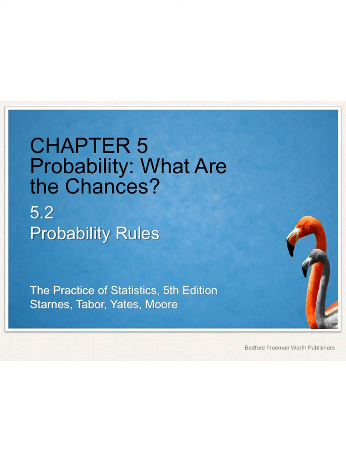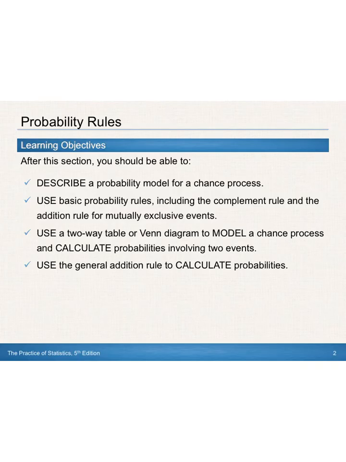So we're going to finish up 5.2 in this video, focusing specifically on making sure you understand mutually exclusive events and then different ways of modeling a chance process with both a two-way table or a Venn diagram, so we can begin to look at conditional probabilities as well.